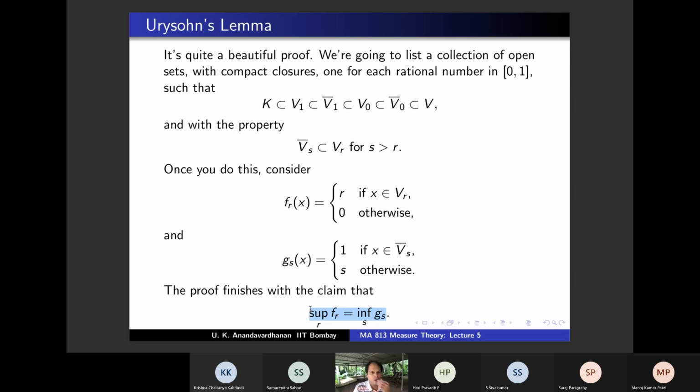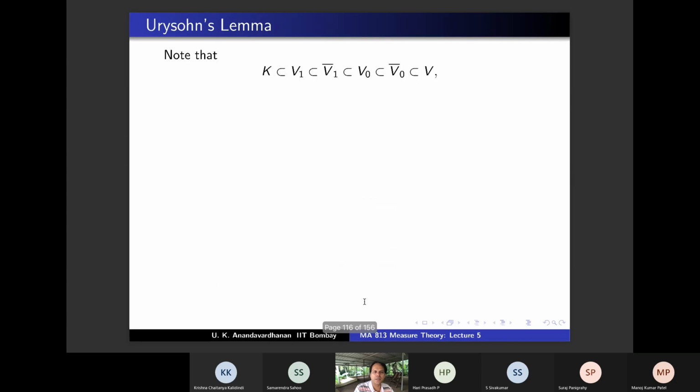So what is remaining? This is the structure of the proof. What is remaining is just this construction, no? Because the rest we have proved. FR, this is the definition, GS, this is the definition, and we have to show that this is equal. So these are the remaining things. Here is a basic idea. This can be constructed, do you agree? This can be constructed in two steps.